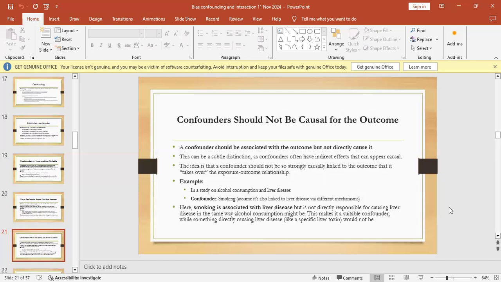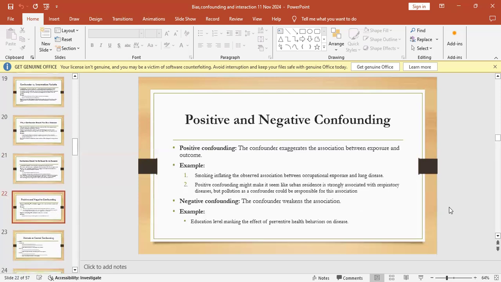This makes it a substitutable confounder, while something directly causing the liver disease, like a toxin, would not be. Now, the positive and the negative confounders. The positive confounders are those that aggravate the association between exposure and outcome. For example, smoking inflating the observed association between occupational exposure and lung disease.